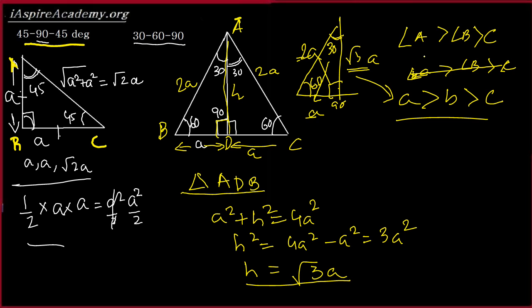So let me write down here: 90 is greater than 60 is greater than 30, where we have 2A greater than root 3 A greater than A. We'll probably discuss some more concepts in one more lesson, and then we'll start solving problems on triangles.